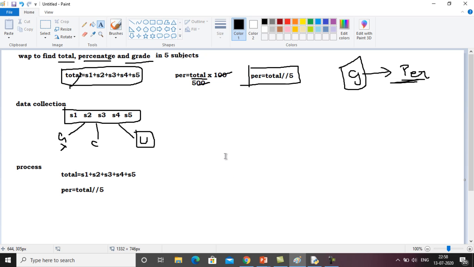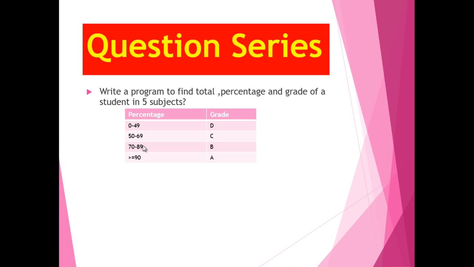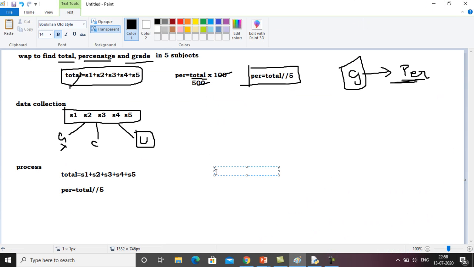And for grade we have to write a complete series of conditions, because you know that in the grade case, we have been given a complete criteria. If the percentage is in the lowest range, then the grade is D. If it is 50 to 69, then C. 70 to 89, then B. So we have been given a criteria over there. If the percentage is 0 to 49, then you will get the grade D.